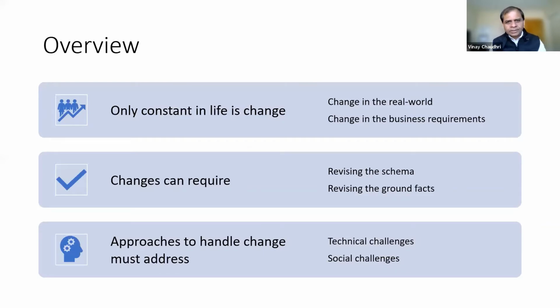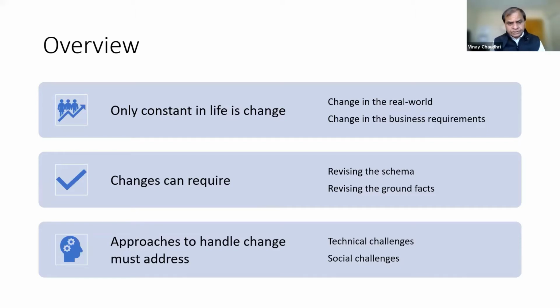So the only constant in life is change. We always see changes, the real world changes, there are changing business requirements. And as these changes happen, we have to change our software artifacts, and because a knowledge graph is a software artifact, we have to change it as life changes.